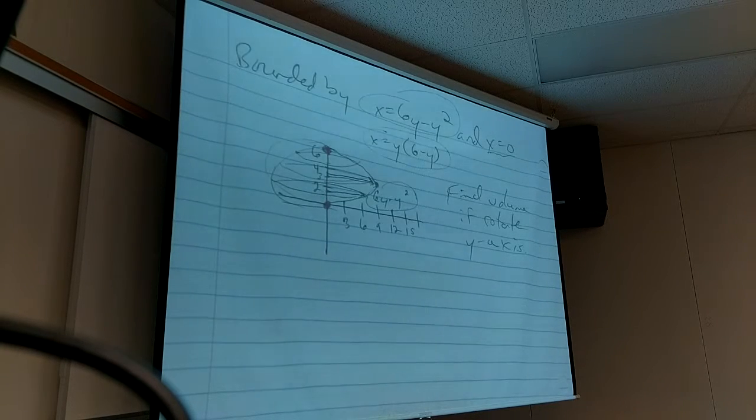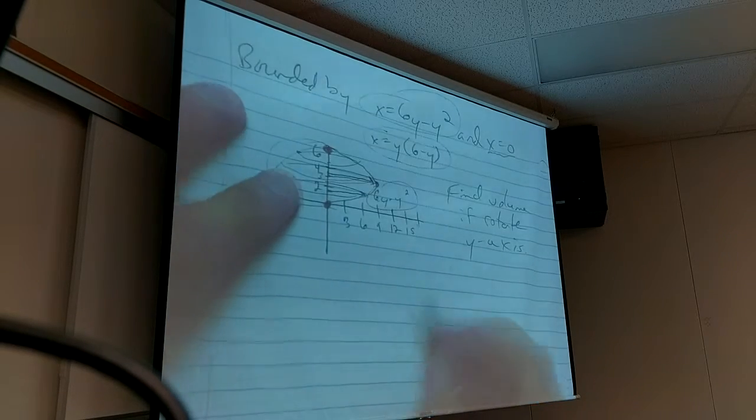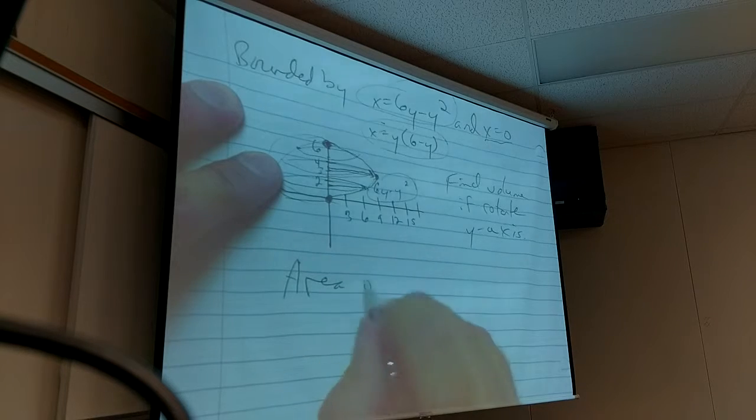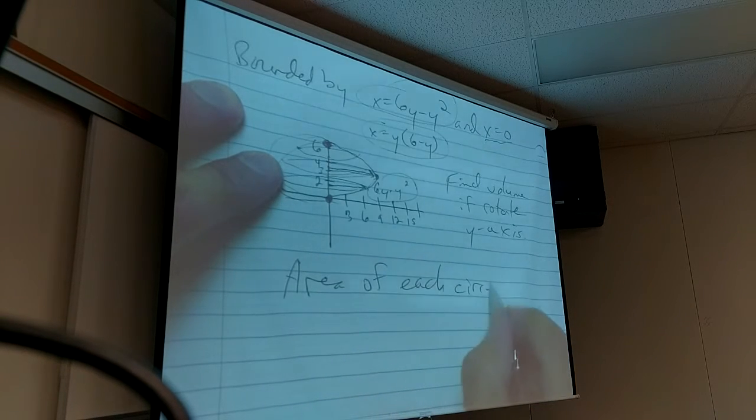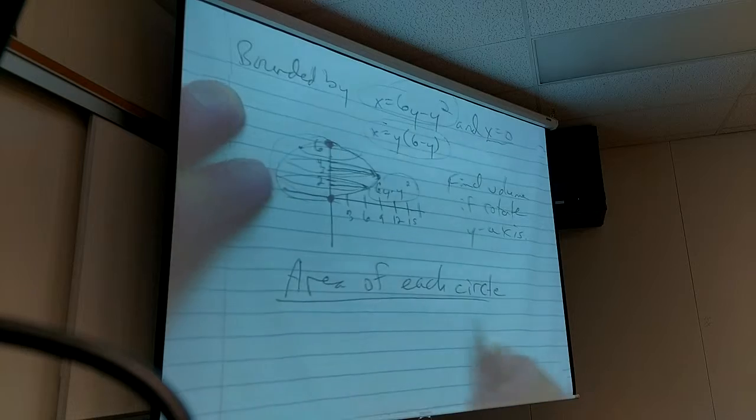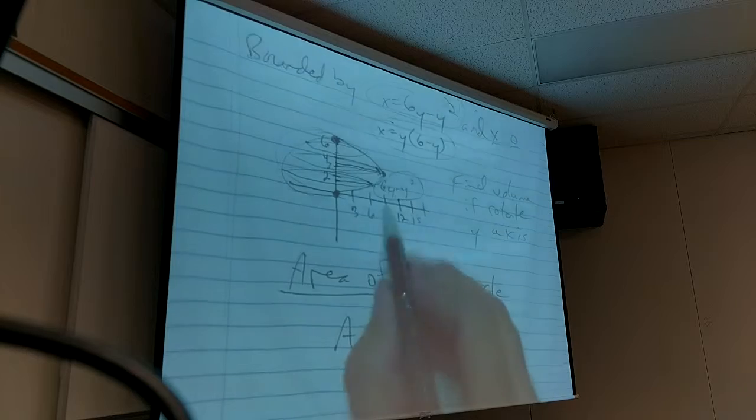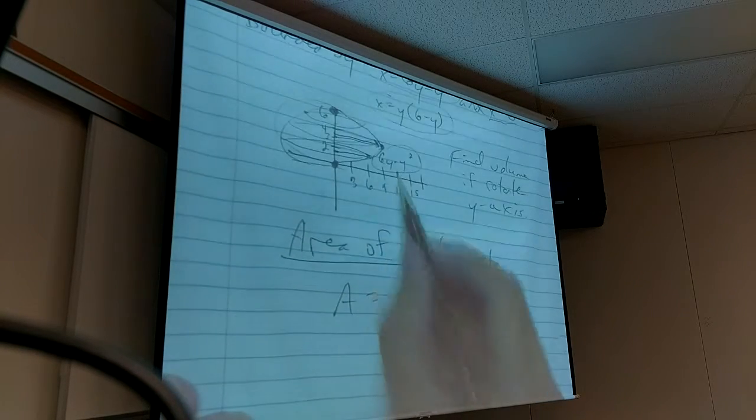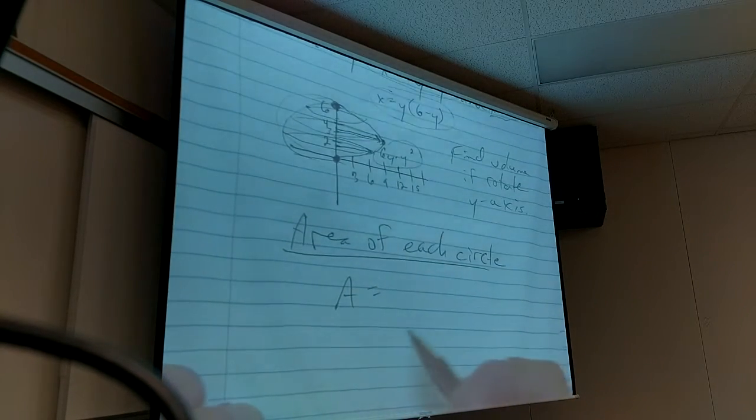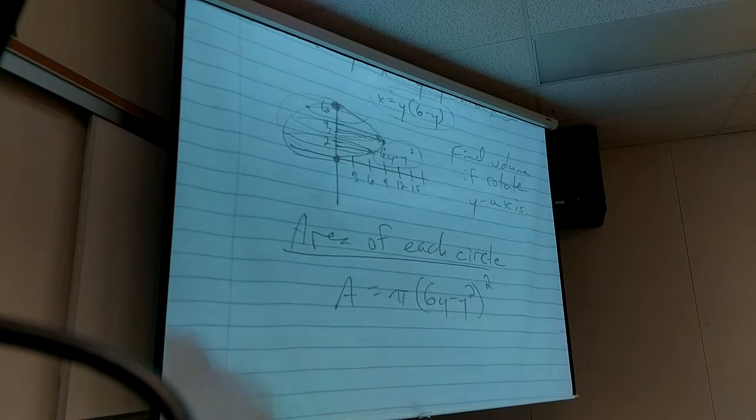So you can take a minute and just make sure that you define that correctly. You can actually see the circles and what they should be and just compare it. So each circle, what's the area of each circle? This circle I drew right there, what's its area? It's the area of a circle in general. Pi r squared. And what's the radius? 6y minus y squared.